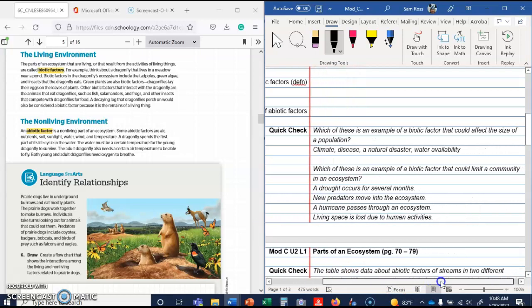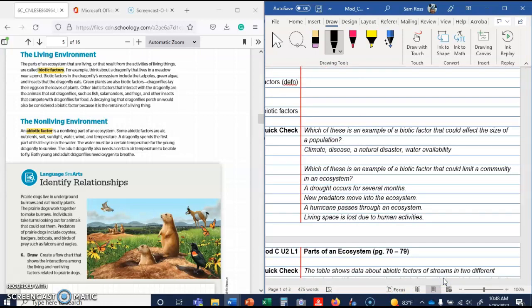And then we have our next quick check. Which of these is an example of a biotic factor that could affect the size of a population? Climate, disease, a natural disaster, or water availability. The answer is B, disease.